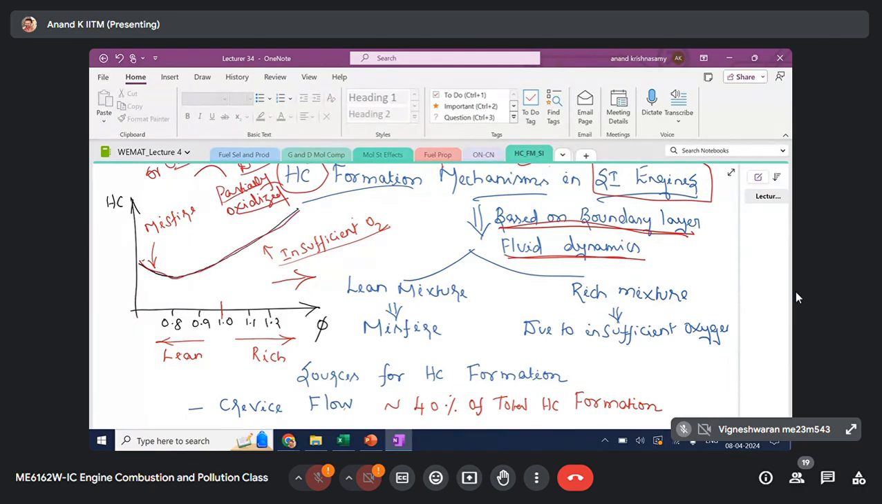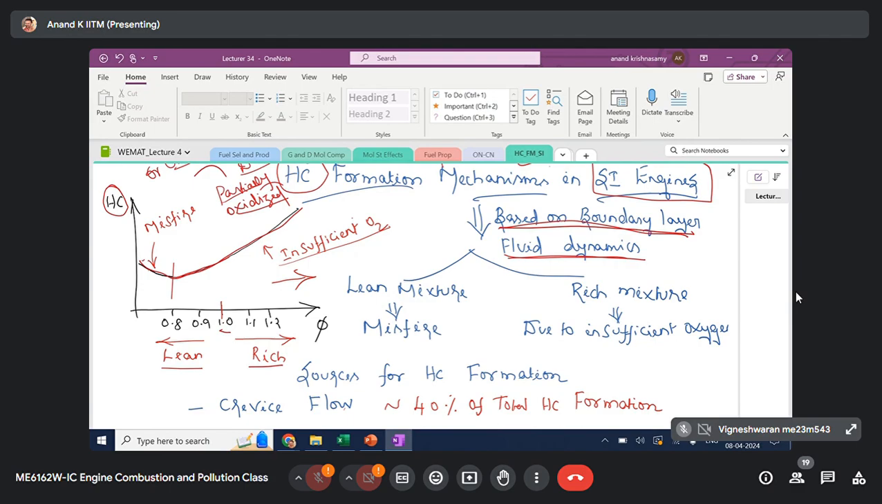If you recollect how the operating phi influences HC emission, we already discussed for all the three pollutants from an SI engine. HC, this is a trend we discussed. So one is stoichiometry. When you move towards this region, it's lean. This region is rich. So when you move towards lean, you could see that there is a drop in pollutant HC in the engine.